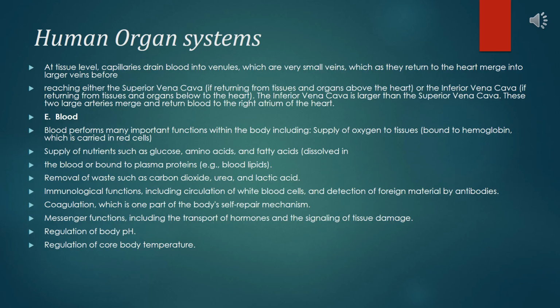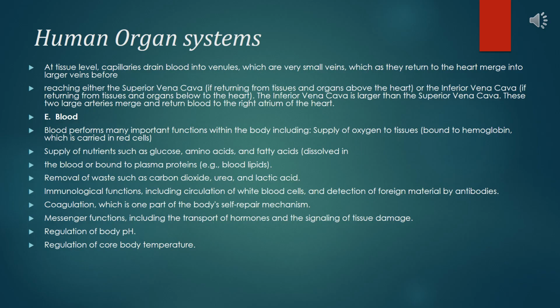Blood performs many important functions within the body, including supply of oxygen to tissues bound to hemoglobin, which is carried in red cells, supply of nutrients such as glucose, amino acids, and fatty acids dissolved in the blood or bound to plasma proteins, e.g., blood lipids, removal of waste such as carbon dioxide, urea, and lactic acid, immunological functions, including circulation of white blood cells and detection of foreign material by antibodies, coagulation, which is one part of the body's self repair mechanism, messenger functions, including the transport of hormones and the signaling of tissue damage, regulation of body pH, regulation of core body temperature.